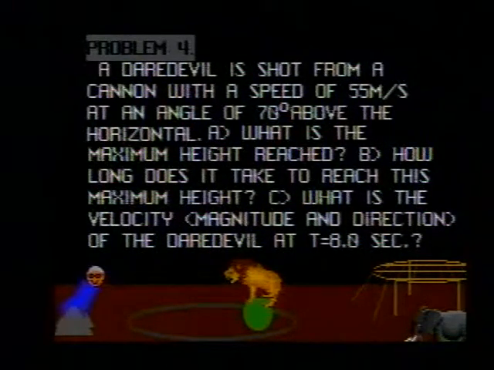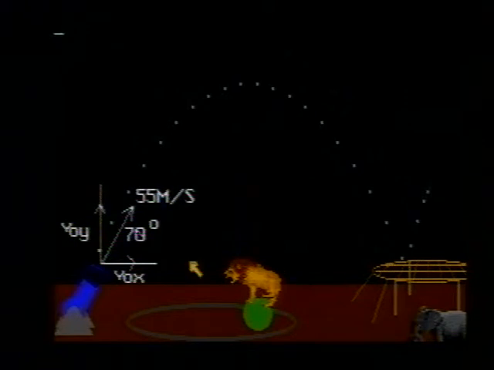All right, let's take a closer look at our daredevil. Here's our circus performer shot from the gun. Rises, falls back, lands safely in the net. When the cannonball emerges from the gun, we're told it has an initial speed of 55 meters per second angled at 70 degrees with respect to the horizontal. That can be broken up into horizontal and vertical components.